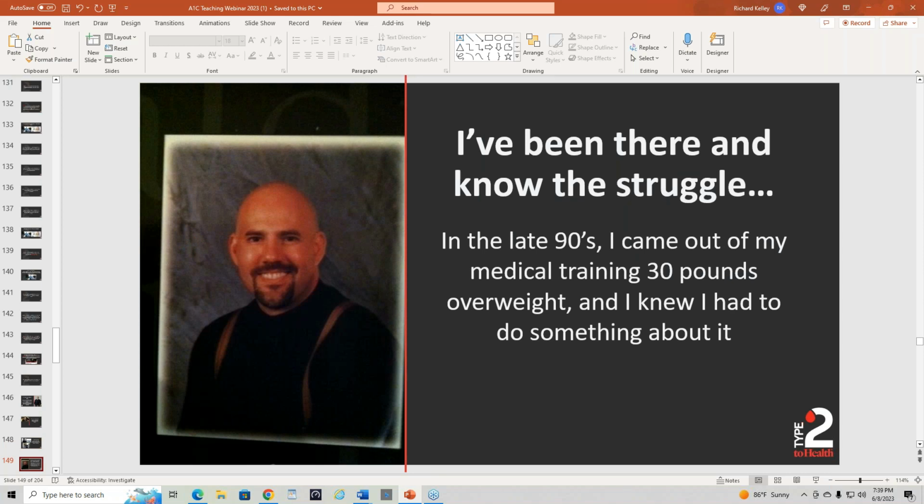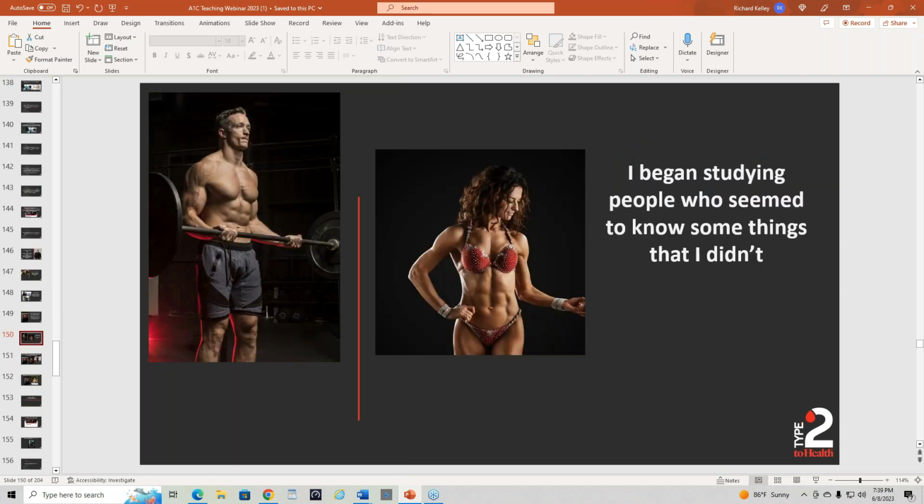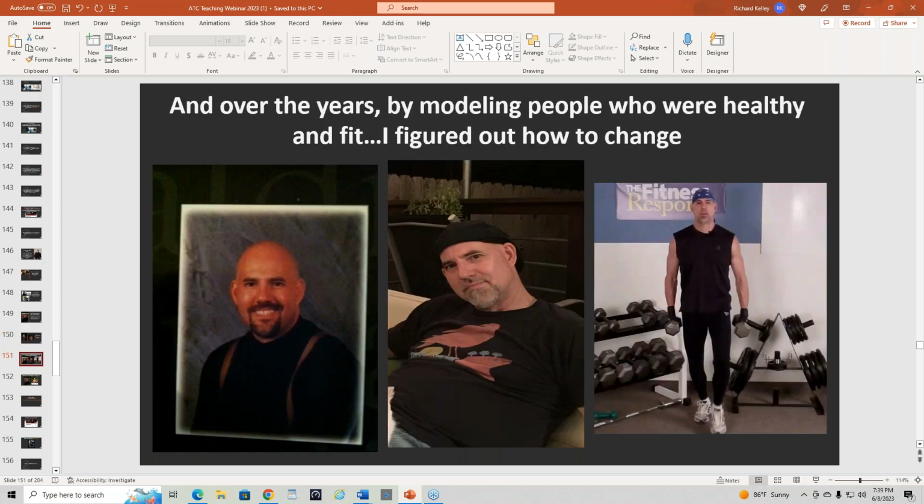I know the struggle. In the late 90s, I came out of my medical training 30 pounds overweight, and I knew I had to do something about it. Grown up an athlete, I had never really experienced or had any issues with weight gain. And so I had to begin studying people who seemed to know some things about how to change the body that I didn't know at that time. And so over the years, by modeling people who were healthy and fit and seemed to know what they were doing, I figured out how to change.